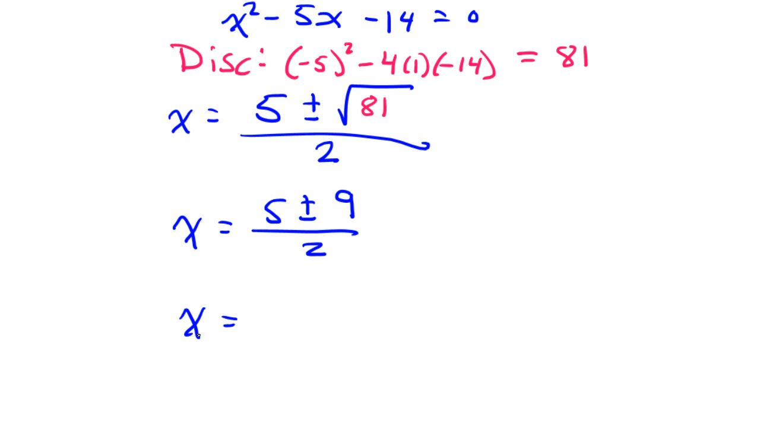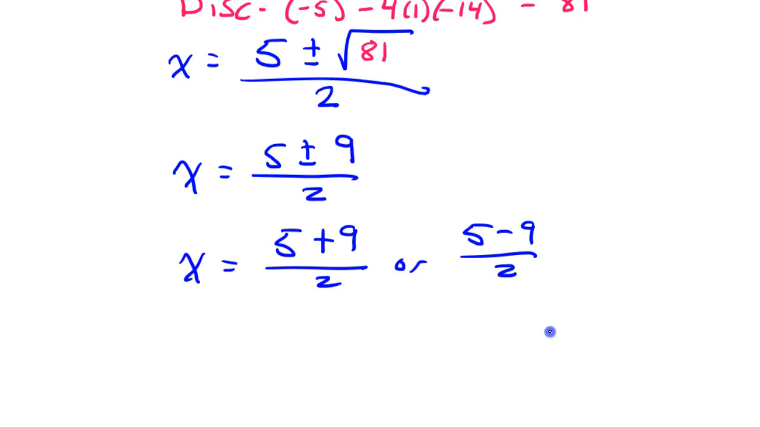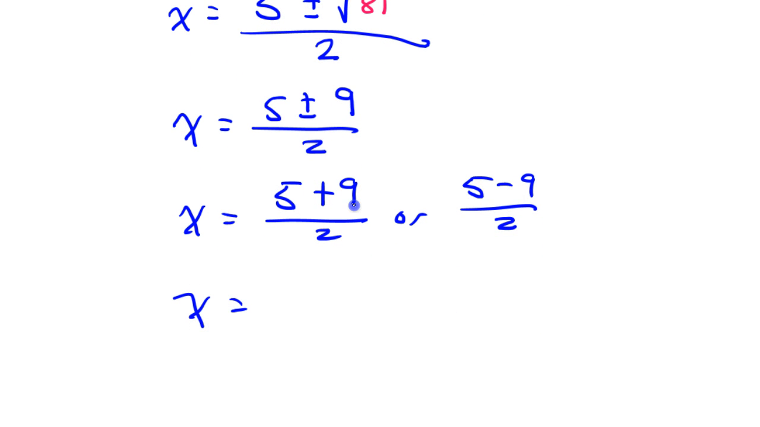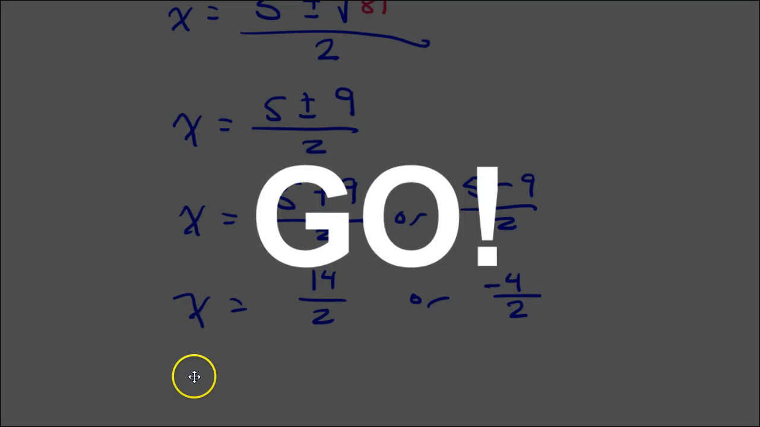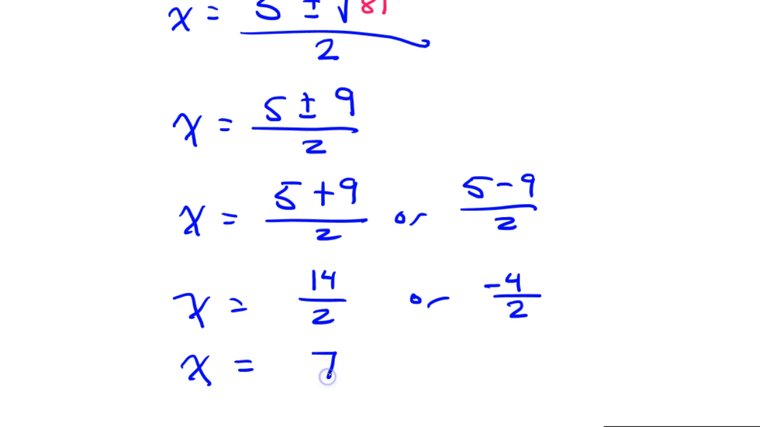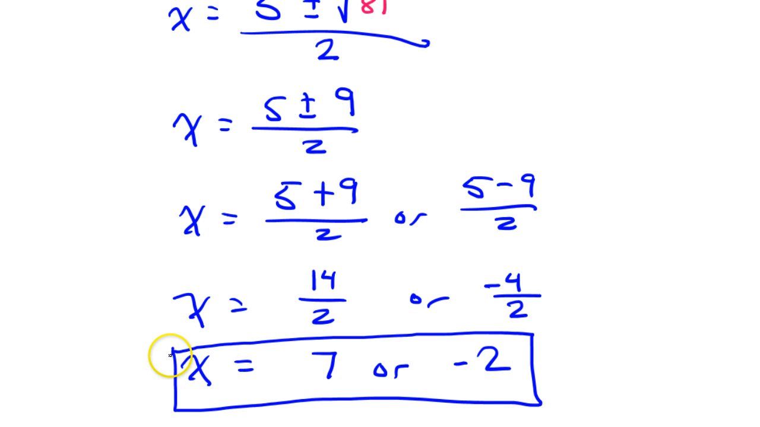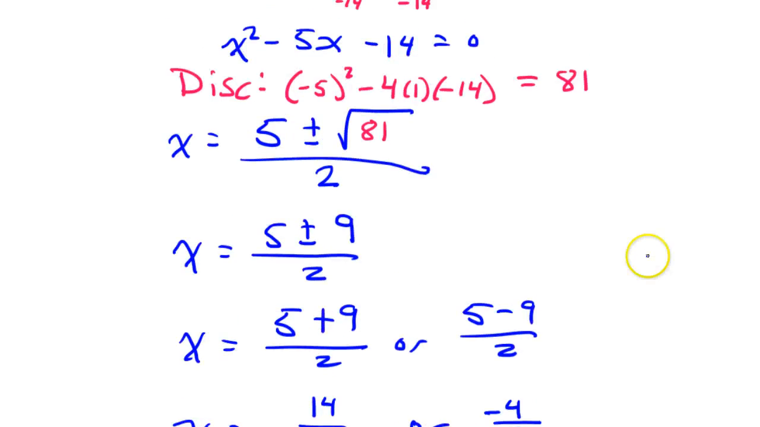It's time to split this apart into the two solutions, because I can do 5 plus 9 over 2 or 5 minus 9 over 2. That's what plus or minus means, plus 9 or minus 9. So 5 plus 9 is 14 over 2, and 5 minus 9 is negative 4 over 2. That's going to give us 7 or negative 2. So that is how you solve using the quadratic formula.